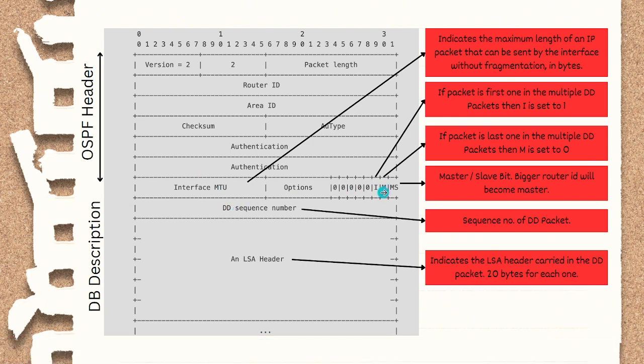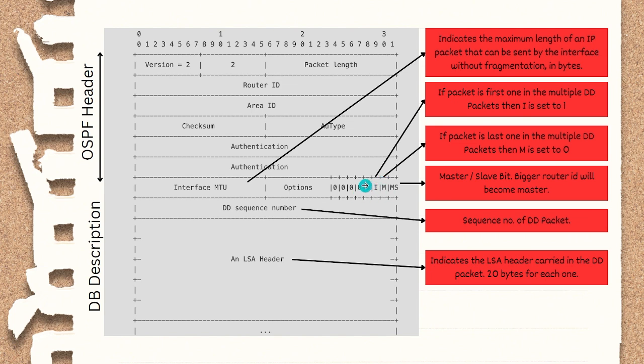Then we have something called the M flag. If the packet is the last one in the multiple database description packets, it will be set to 0. If the M flag is set to 0, it means I am the last packet. If there are more DB description packets coming, this flag will be set to 1. So for the first packet, the I flag will be 1 and the M flag will be 1.